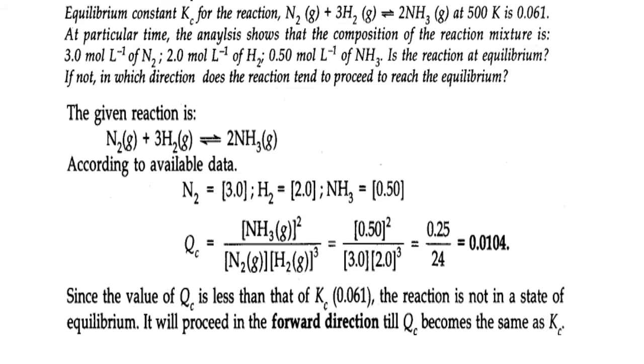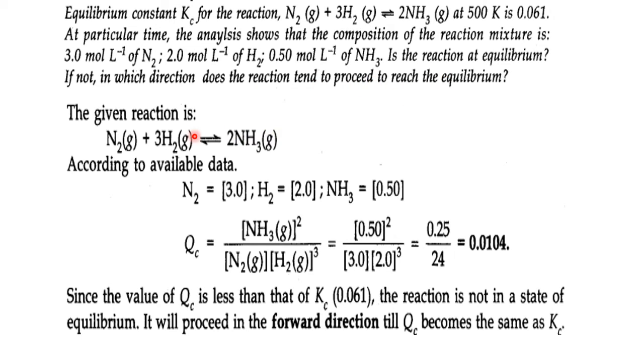Next problem, next numerical. The equilibrium constant Kc for the reaction N2 plus 3H2 giving 2 NH3 at 500 Kelvin is 0.061. At a particular time, the analysis shows that the composition of the reaction mixture is 3 mole per liter of nitrogen, 2 mole per liter of hydrogen, and 0.5 mole per liter of ammonia. Is the reaction at equilibrium? If not, in which direction does the reaction tend to proceed to reach the equilibrium?